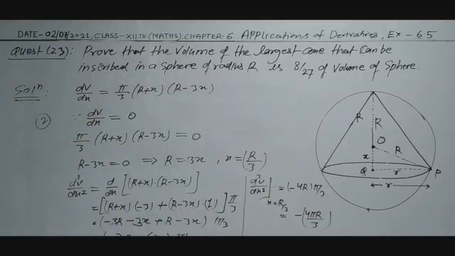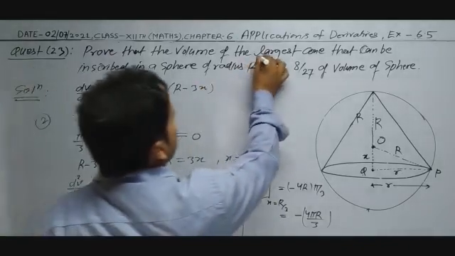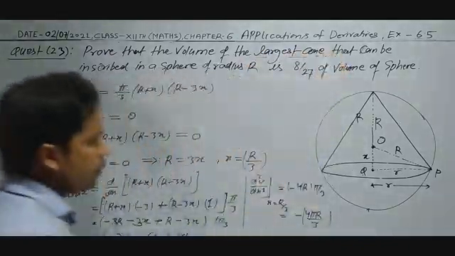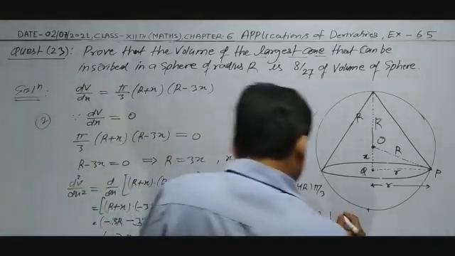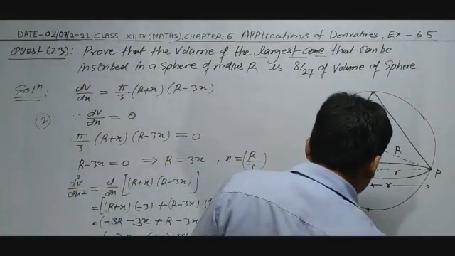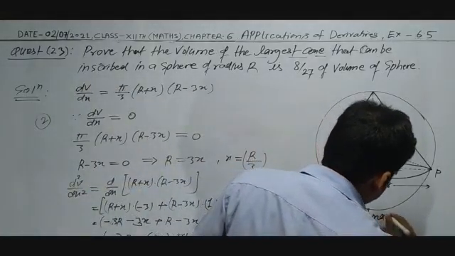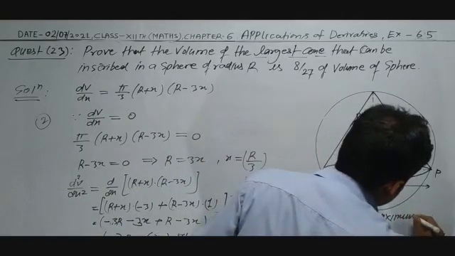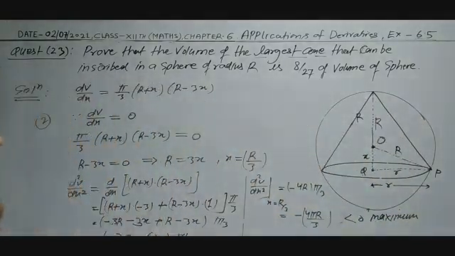So this is a negative result, so this will be maximum. And in this question, the word largest is used for maximum. So now you can write, this is less than 0 for maximum. And we have to find out or prove that the volume of a cone inscribed in a sphere of radius r is 8/27 of the volume of the sphere.